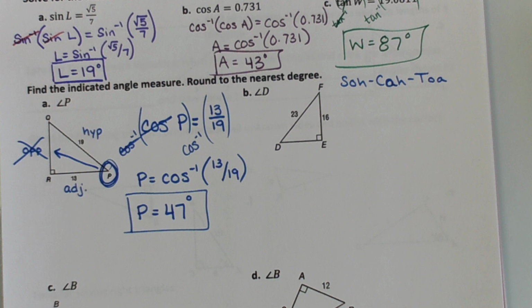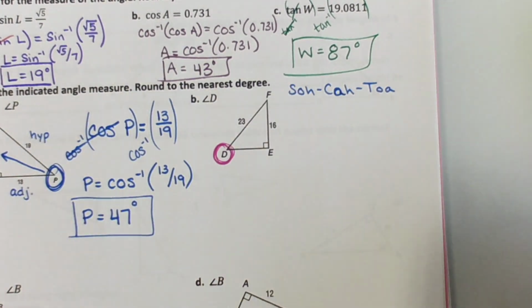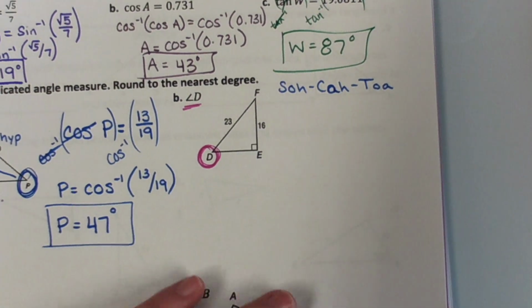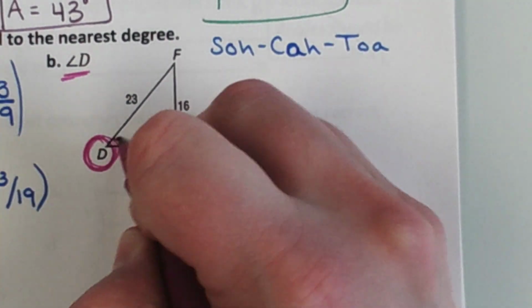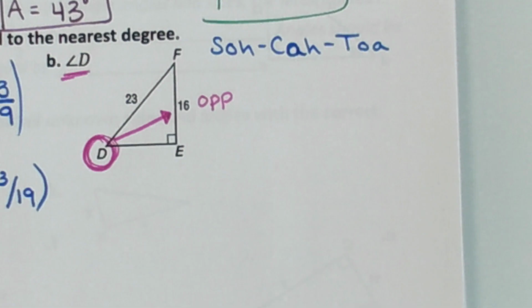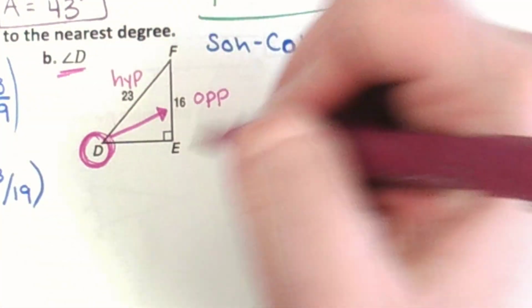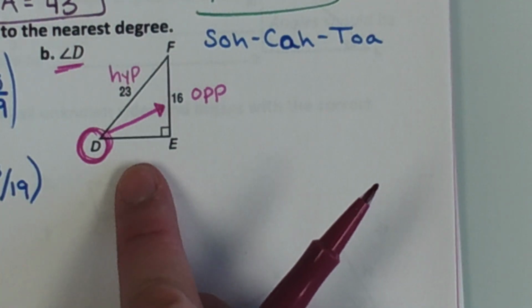Okay. Problem B. What angle am I going to focus in on? D. Why D? What it tells you to solve for. 16, is it the opposite, the adjacent, or the hypotenuse? Opposite, because it goes across the triangle from the angle that we're focused in on. How about that 23? Hypotenuse, because it's the longest, it's across from the right angle. This is the adjacent, but is it helpful?